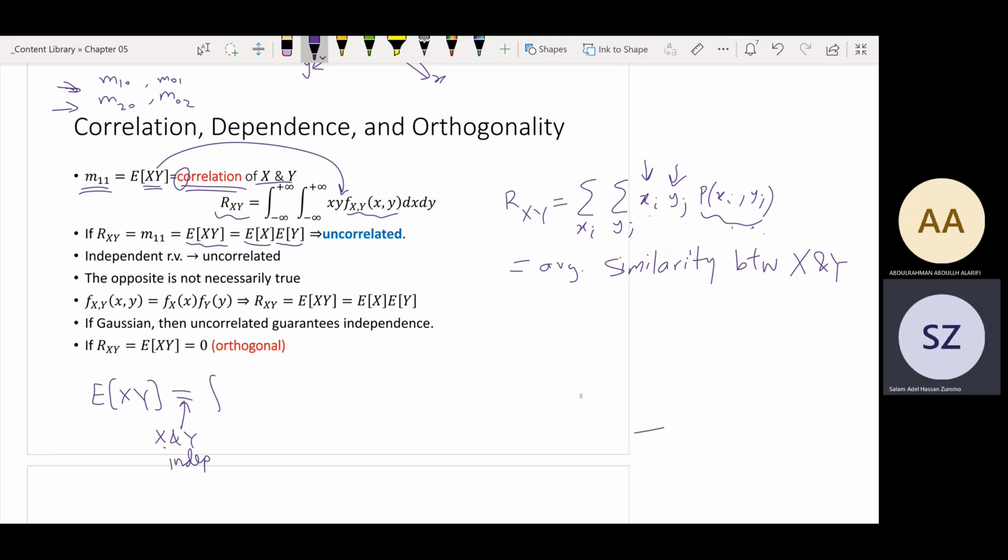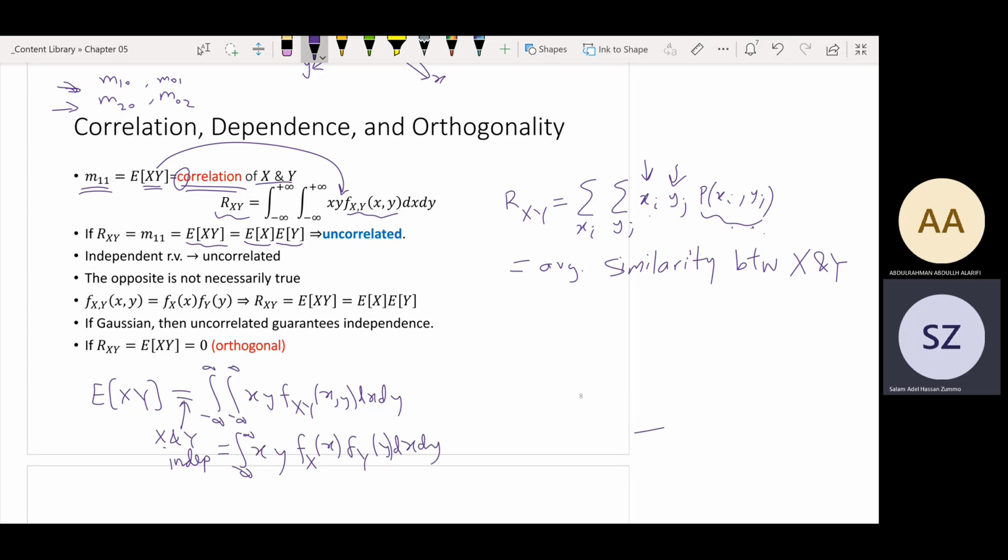What is the definition of this? Double integral, right? Of x, y, the joint PDF of x, y, dx, dy. But they are independent. What happens if they are independent? Now we can separate them. Basically, we can have minus infinity to infinity, and we have f of x alone, and f of y alone, right? dx, dy, and we have x and y.